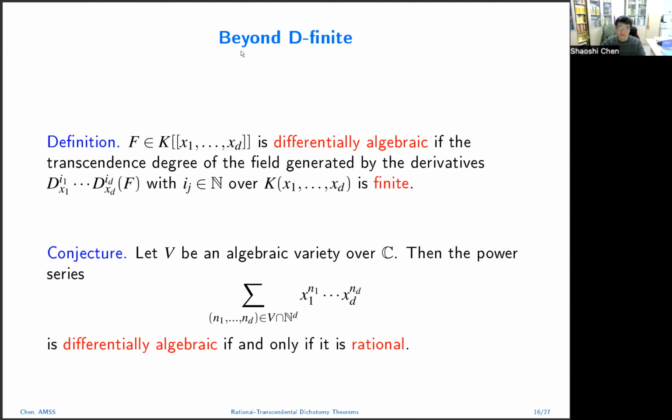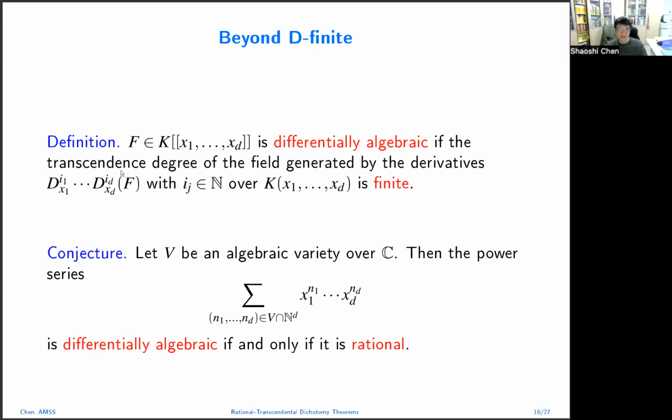And there's a more general definition: beyond definite, a larger class of series is called d-algebraic. The definition is as follows. A power series is d-algebraic if you take the successive derivatives of this power series formally, and if we view this, then you generate a field over the rational function field. If this field has finite transcendence degree, in general you have infinitely many derivatives, and the transcendence degree in general is infinite.